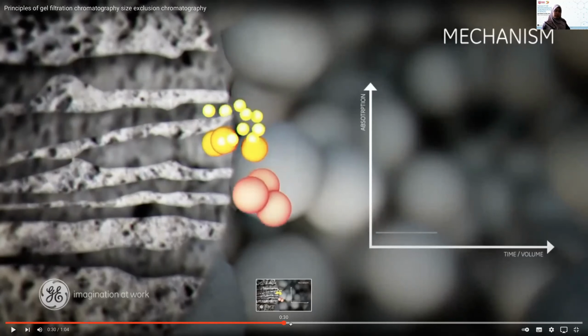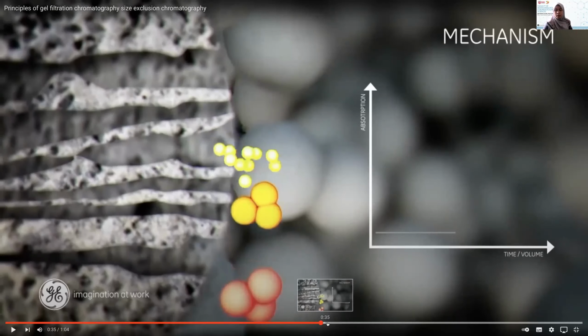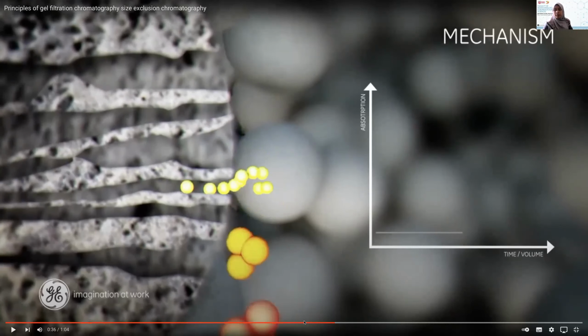So in this case, we can see the movement of the protein. The red protein will definitely move faster, and it will go to the collection tube, the test tube, earlier than the other proteins. So from this chromatogram, we can see the red protein can be detected earlier.